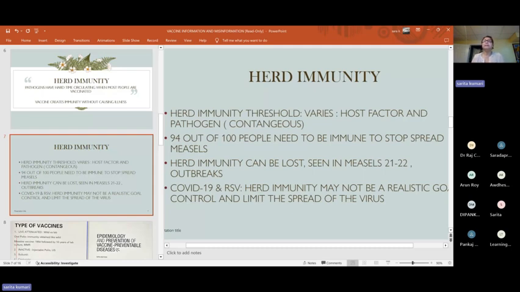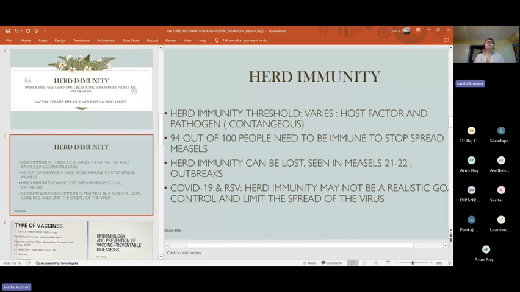How contagious is the pathogen? If the pathogen is so contagious, like COVID, that you sneeze and someone else gets infected, that's very contagious. You need a very high grade of herd immunity to overcome that circulation of virus or bacteria. For example, in the case of measles, 94 out of every 100 people have to be immune to stop the spread of the virus. So you can see herd immunity in the case of measles is very high.